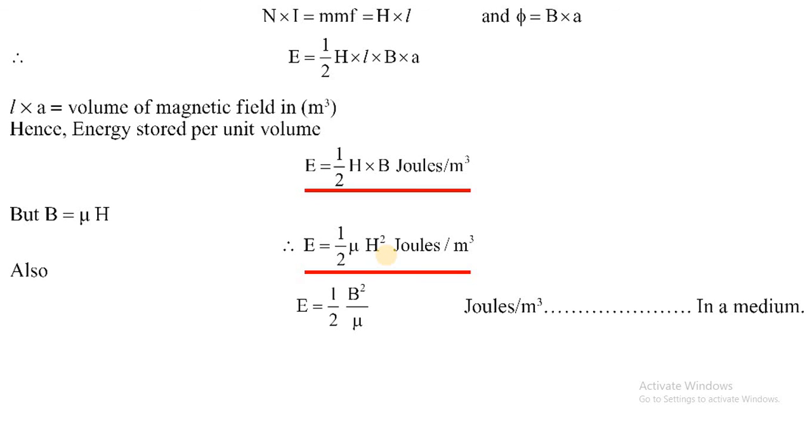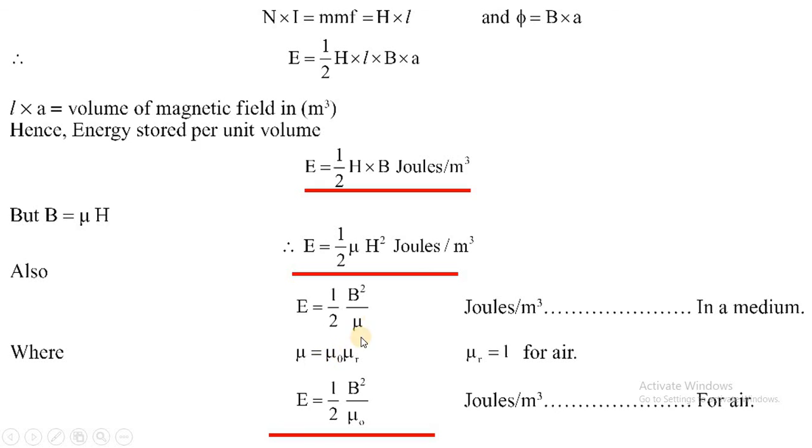Third form: I know that H is equal to B upon mu. So H square will be B square upon mu square. So mu is going to cancel with mu square, and I get B square divided by mu, half B square upon mu. That is again the third form. More simplifications you can do on your own. But the original formula of energy stored per unit volume is the first equation, E is equal to half B H. Further you can simplify later by using different forms.